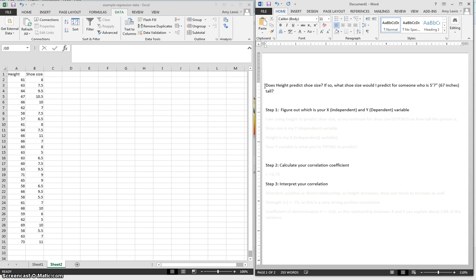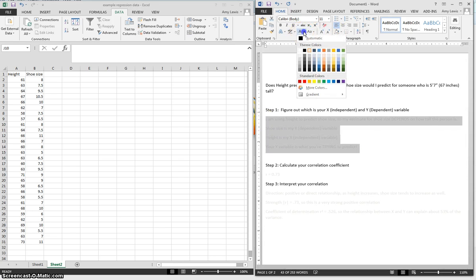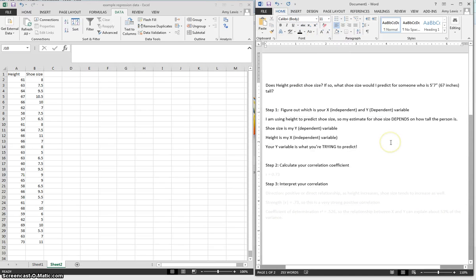As I figure out what my x and y variables are, it depends on that research question. In step 1, I can say, I'm using height to predict shoe size, so my estimate for shoe size depends on how tall the person is. Shoe size is my y, because it's the dependent variable, and it depends on how tall they are. That's my x variable. The y variable is what I'm trying to predict. So I have my x and y variables figured out.